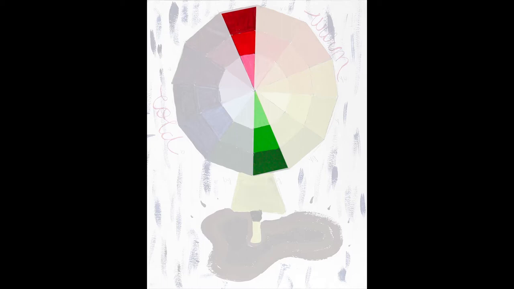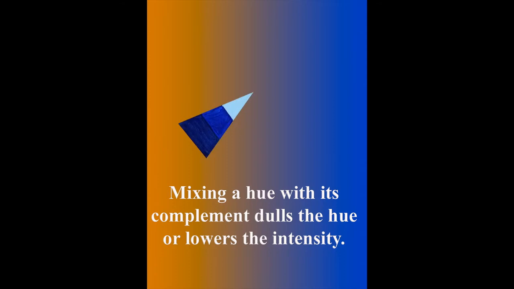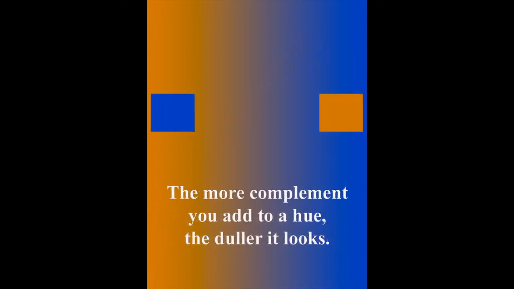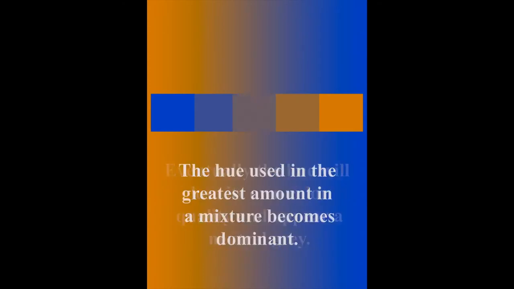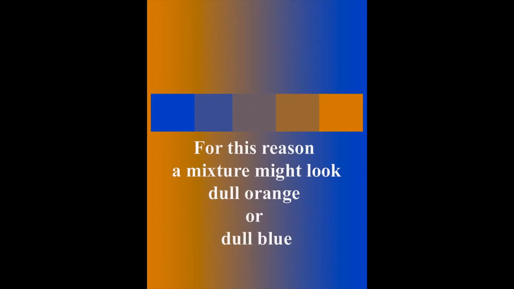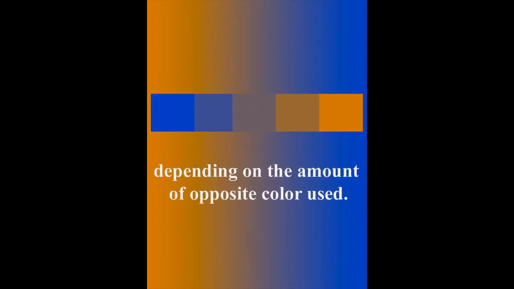On the edge where complementary colors meet, mixing a hue with its complement dulls the hue or lowers its intensity. The more complement you add to a hue, the duller the hue looks. Eventually, the hue will lose its own color quality and appear neutral gray. The hue used in the greatest amount in the mixture becomes dominant. For this reason, a mixture might look dull orange or dull blue, depending upon the amount of color used. Orange and blue mixtures usually yield brownish results.